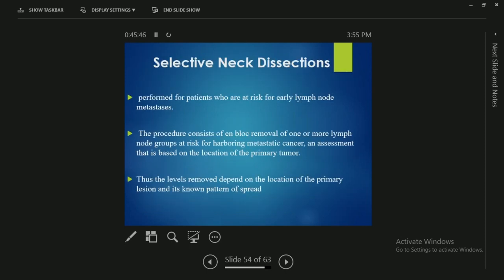Selective neck dissection. It is performed for patients who are at risk for early lymph node metastasis. The procedure consists of en bloc removal of one or more lymph node groups at risk for harboring metastatic cancer, and the assessment is based on the location of the primary tumor. Thus, the levels removed depend on the location of the primary lesion and its known pattern of spread.